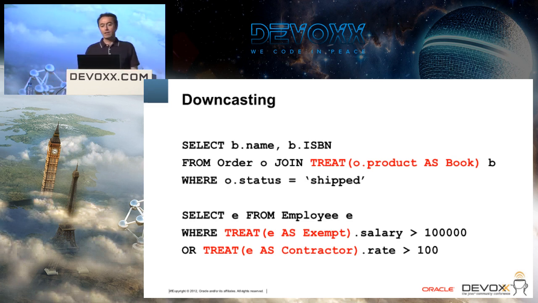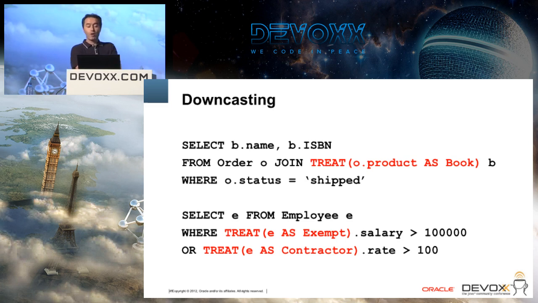Downcasting, it looks like a cast, right? In the first sample here, I'm going to select from a book the name and its ISBN, from books that are part of an order, and that order is shipped.